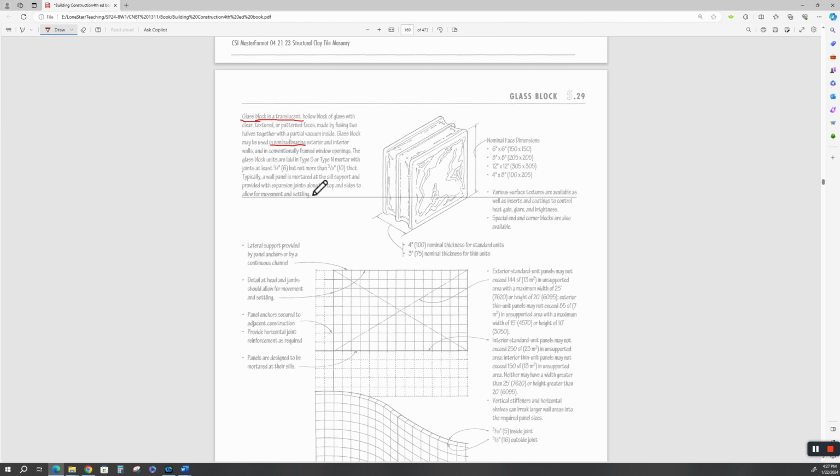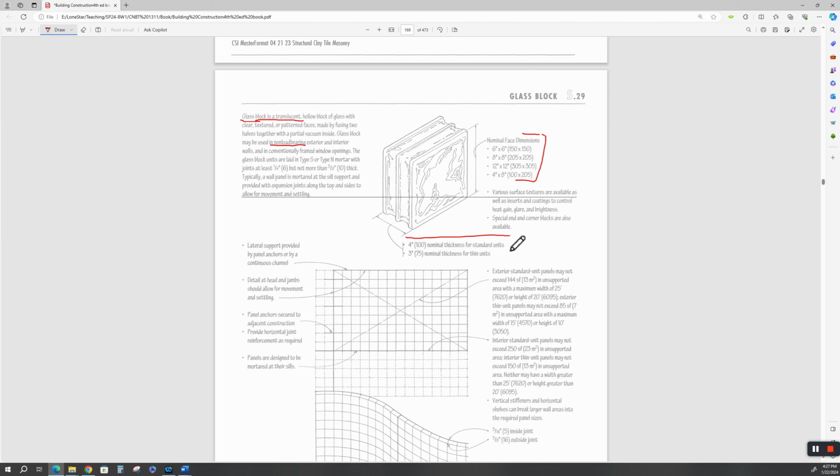Typically, a wall panel is mortared at the sill support and provided with expansion joints along the top and sides to allow for movement and settling. Glass does expand at a different rate than other building materials. And you can get these in all manner of patterns, like we said. Here are the nominal face dimensions. Nominal. Your mileage may vary depending on the manufacturer, and the thickness may vary.